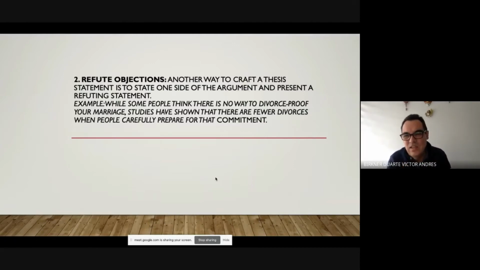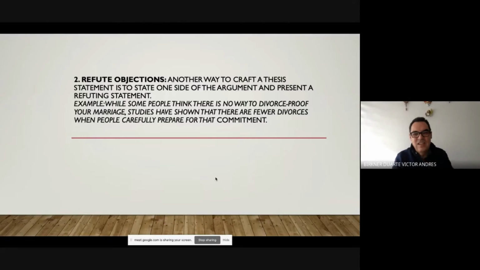Some people might think that smoking is bad for health. Other people might think that smoking can be bad, but not as bad as some people claim. Other people might say that smoking is not bad for health. So there are different positions, but you have to decide which position you're going to take. But at the same time, you have to mention the other sides. In this case, we call this strategy refute objections.